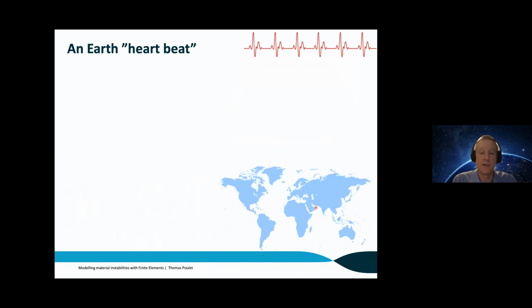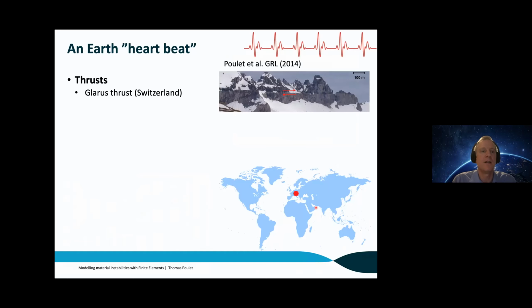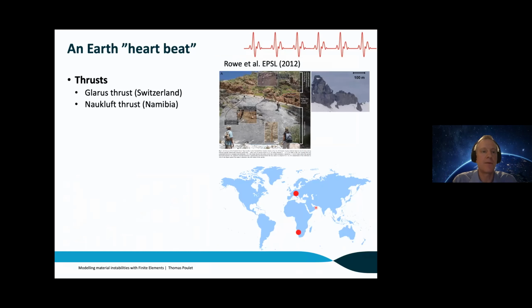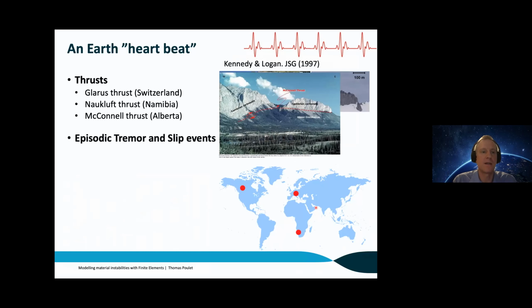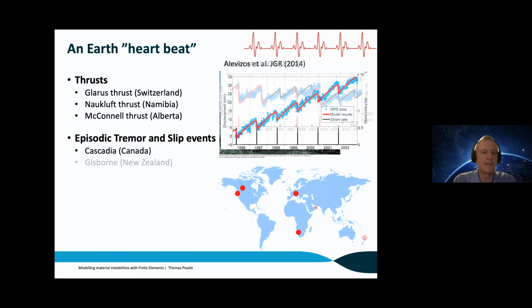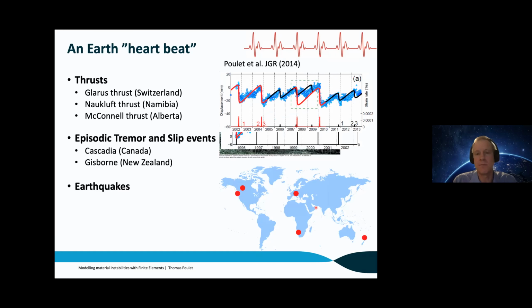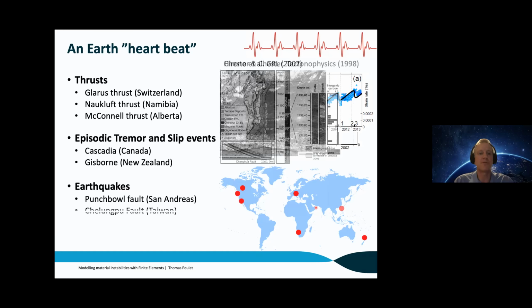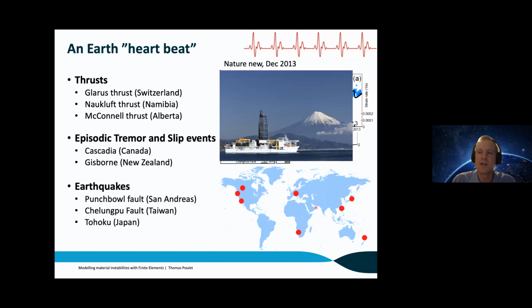And this model is not just in Cascadia, but it really is a heartbeat of the Earth. We can see this in various thrusts, like in the Glarus, but also in Namibia. You can see this in Alberta. You can see the episodic tremor slip events in Canada. We've shown this in New Zealand, pictures of earthquakes in San Andreas, in Taiwan, in Japan. So many cases are pointing to the fact that this is a phenomenon that is actually quite common in those areas of megathrust and subduction zones.